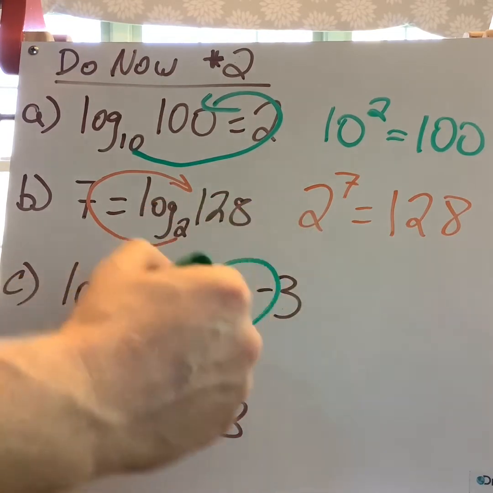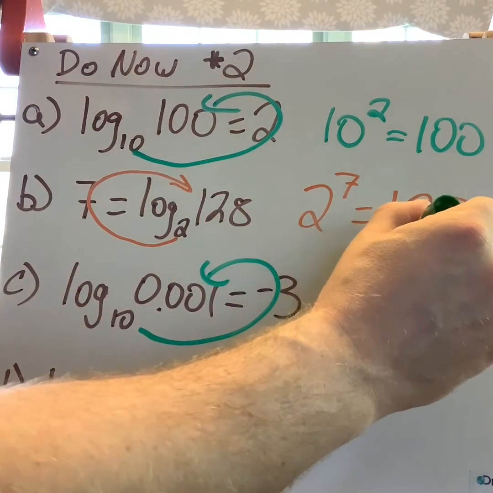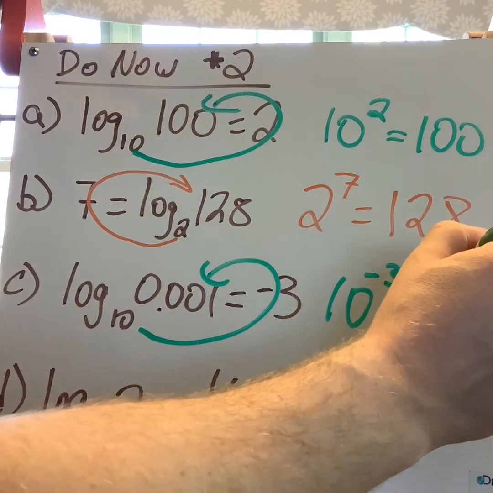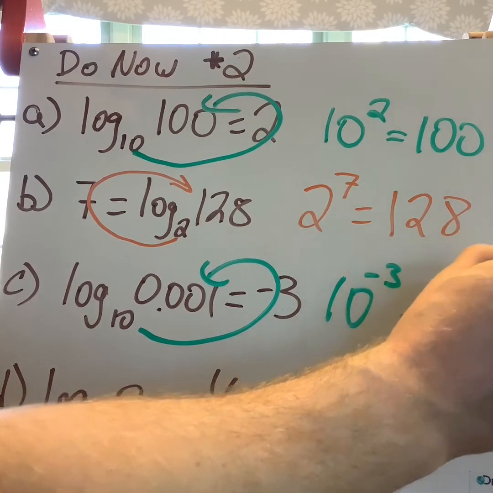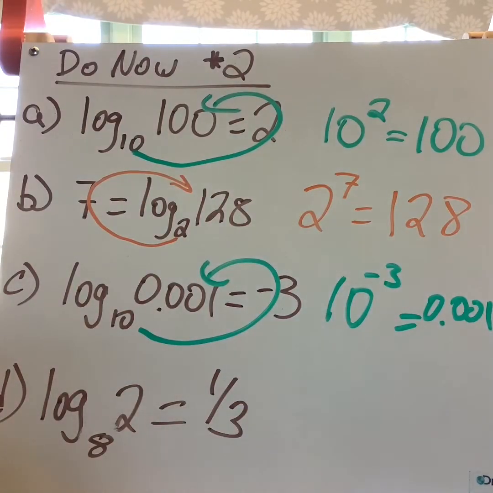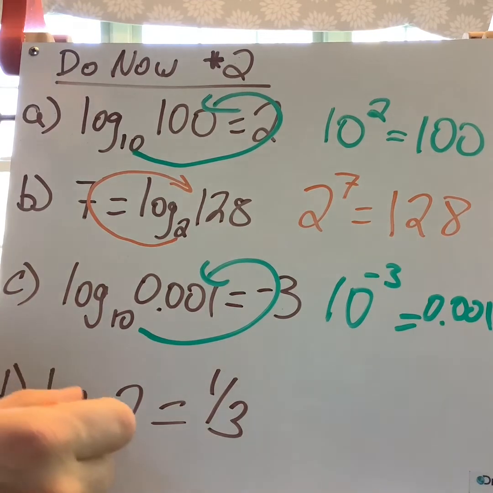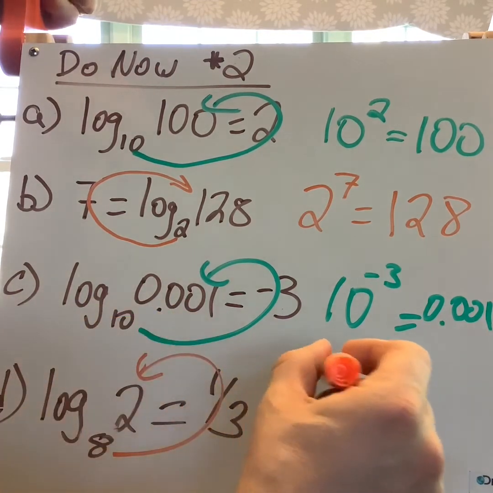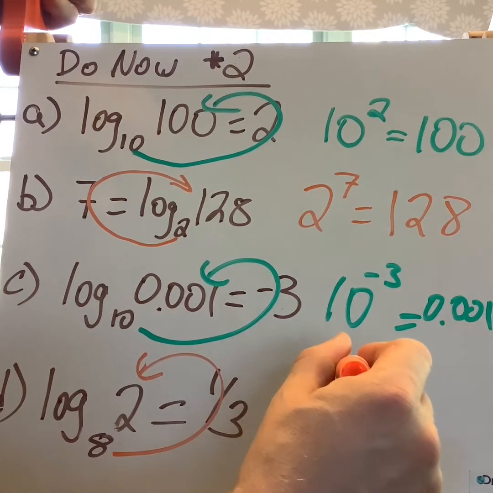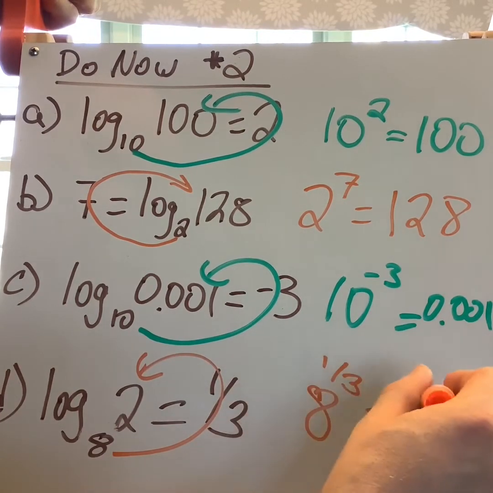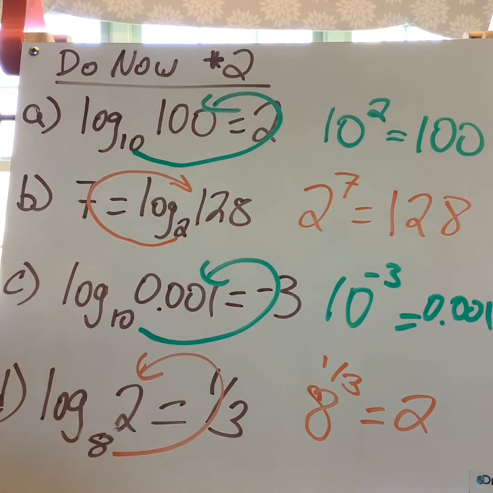For our third one, log base 10 of 0.001 is equal to negative 3. So we loop around. That just becomes 10 to the negative 3rd power is equal to 0.001. And finally, for D, we have log base 8 of 2 is equal to 1/3. We loop around again, and we get 8 to the 1/3 power is equal to 2. Remember, 8 to the 1/3 power just means the cube root of 8.